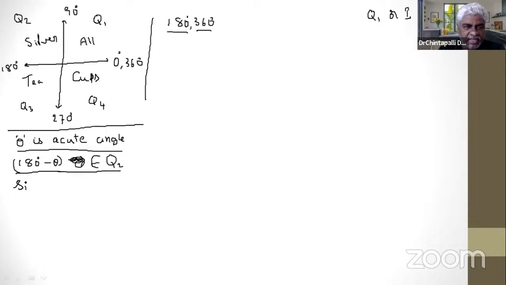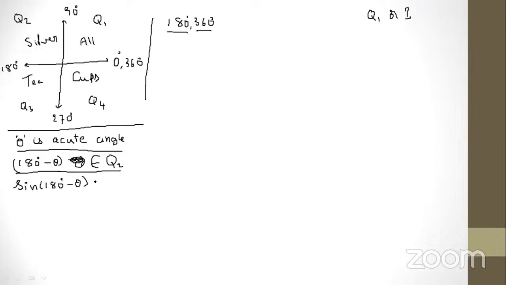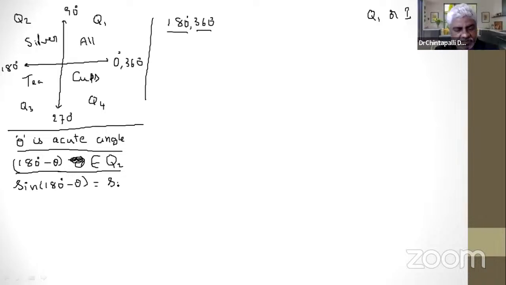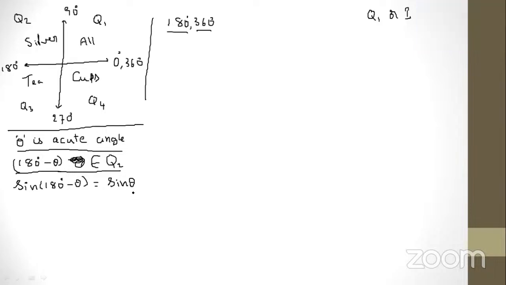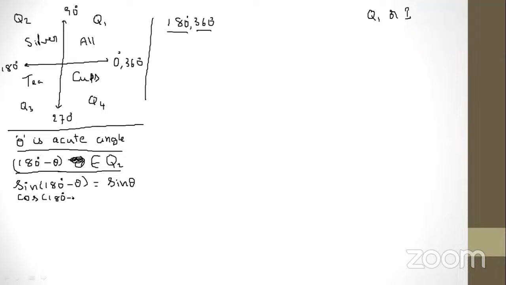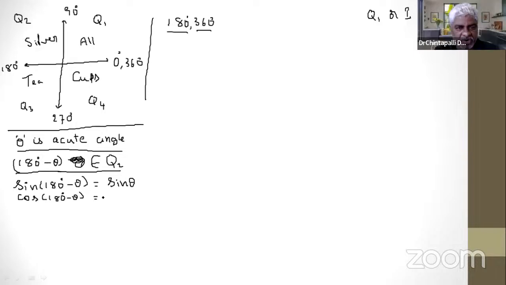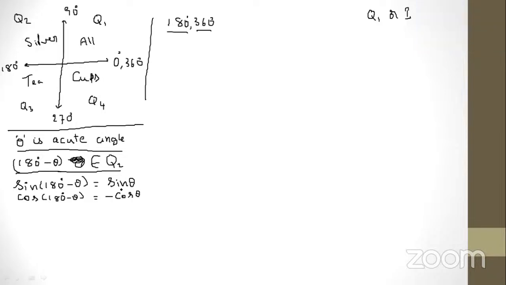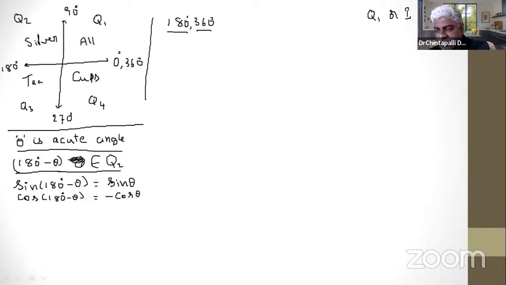Sine of 180 degrees minus theta. In the second quadrant, sine is positive or negative? Positive, sir. That's why we just write sine theta. Since it is positive, it is plus sine theta. Now tell me, what is cos of 180 degrees minus theta? Negative, very good. Negative cos theta, because it belongs to the second quadrant in which cos is negative.